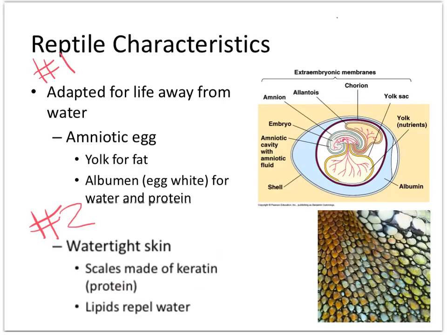And then the scales are usually coated with lipids. So remember from Biology 1, lipids are things like fats, oils, and waxes. They all repel water. Think of oil and water, they just don't mix. So this helps protect the reptile, so it keeps its water inside and doesn't lose a lot of water through evaporation. So it allows them to move onto land totally.